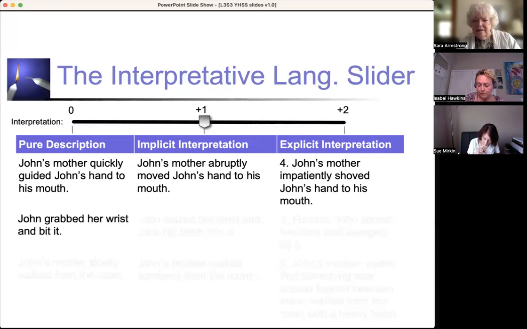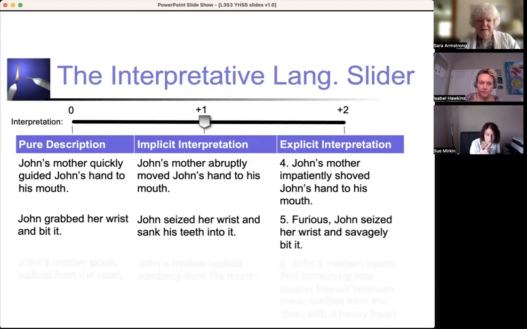Making sense? John grabbed her wrist and bit it. John seized her wrist and sank his teeth into it. Furious, John seized her wrist and savagely bit it. So you see how these are lined up on that continuum. And if we were going to be fussy and try to distinguish between implicit and more implicit, neutrally implicit and really, really implicit, we could fuss with it. But I think it's enough to recognize these 3 bands to be able to be aware of what we're doing.